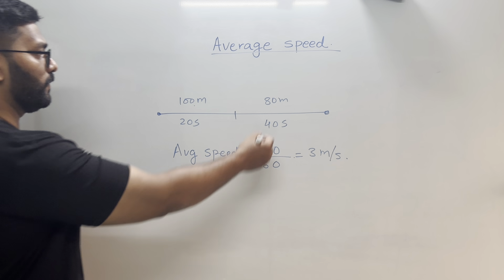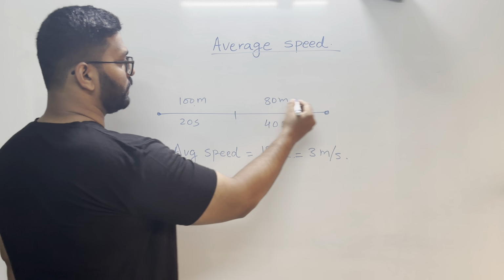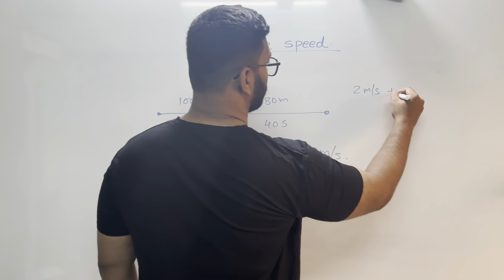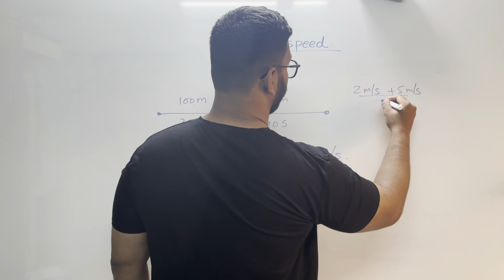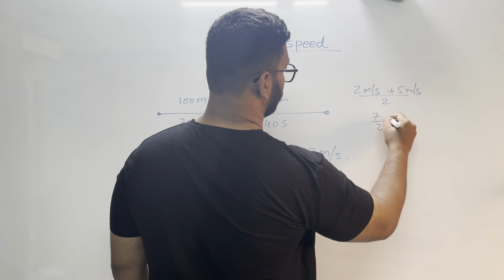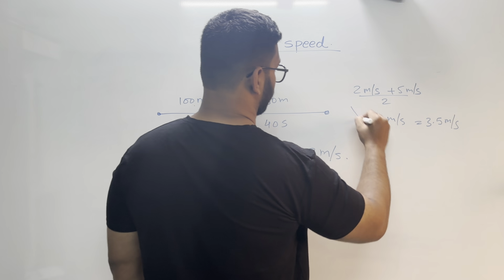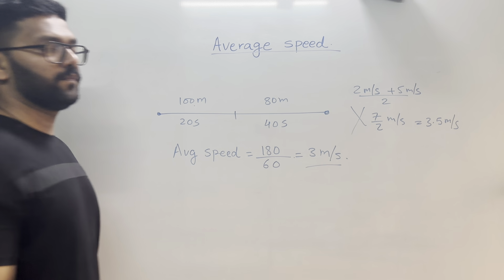If you do averaging the usual way, it will be 2 meter per second plus 5 meter per second, divided by 2, which is 7 by 2 meter per second. So it is 3.5 meter per second. So this is not correct. This is not average speed. Average speed is the other one.